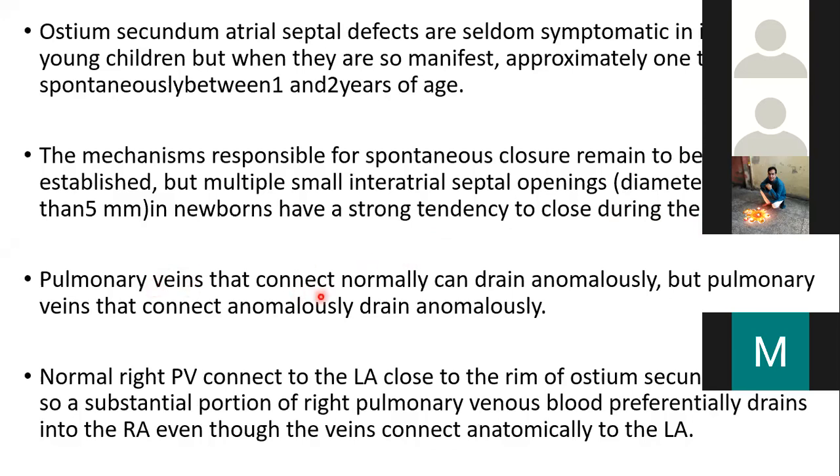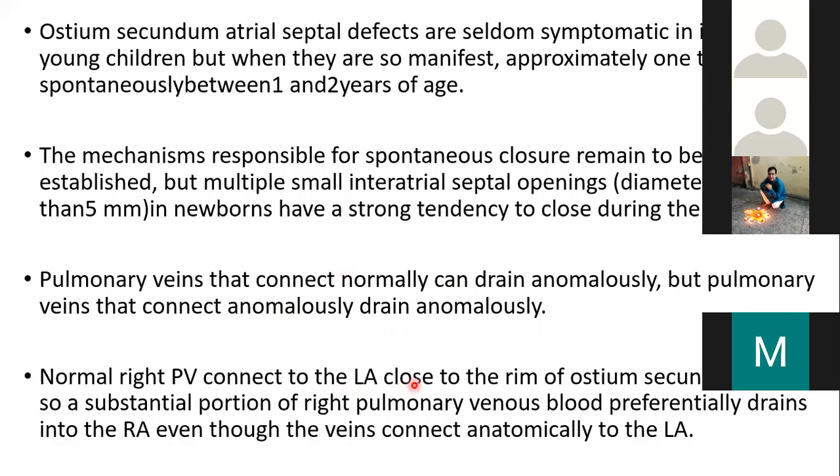The pulmonary veins can drain anomalously. That means a pulmonary vein can attach to the left atrium itself, but drain into the right atrium. If a vein is attached to the right atrium, it drains into the right atrium only. If it is connected to the superior vena cava, it drains into the vena cava only; it doesn't go into the left atrium. But if a vein is connected to the left atrium, it can drain into the right atrium. So a normal connection can lead to anomalous drainage, but an anomalous connection will always lead to anomalous drainage.